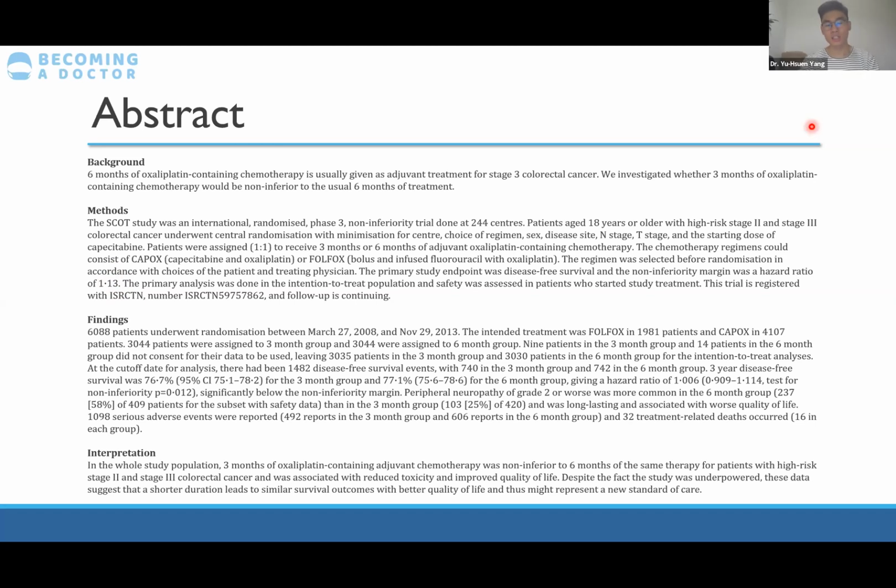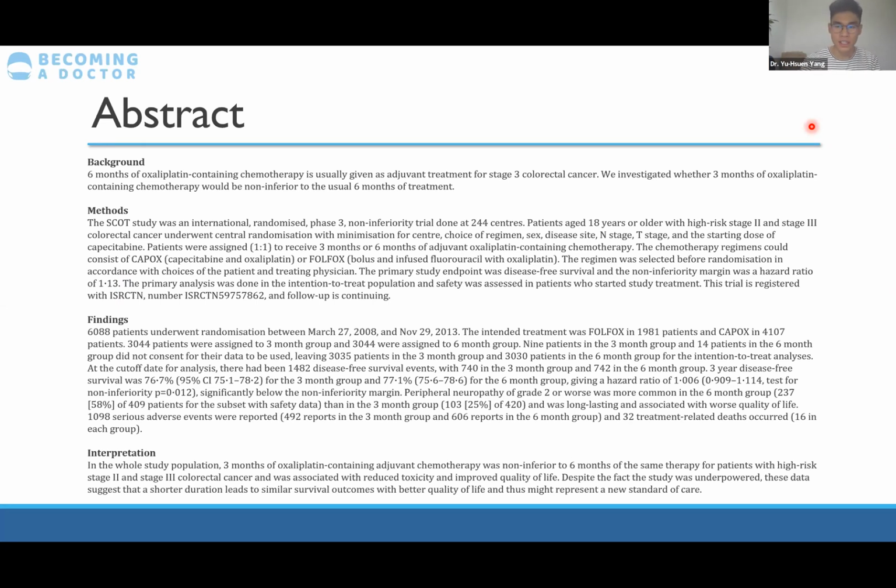So really, I think the aim of the study was to say, look, 3 months of chemotherapy is as good as 6 months as an adjuvant chemotherapy to reduce recurrence. And also it reduces the long-term side effects, including peripheral neuropathy and effect on quality of life. I think that's essentially what this abstract is trying to say.